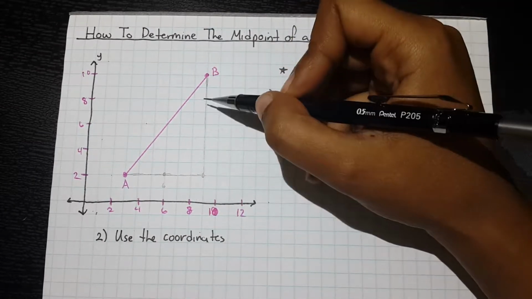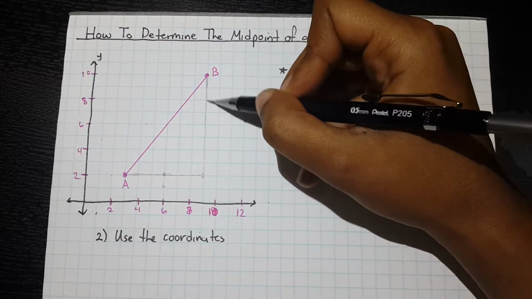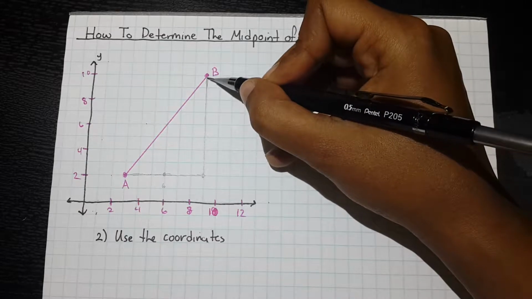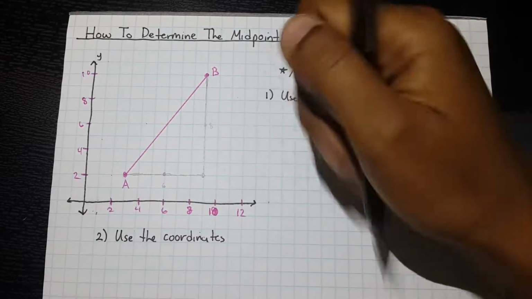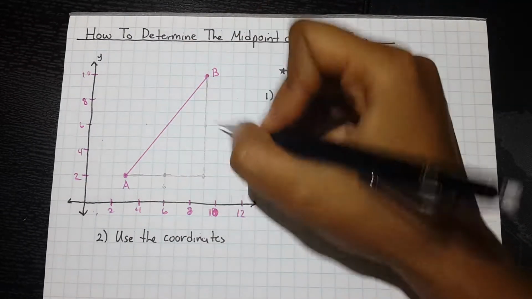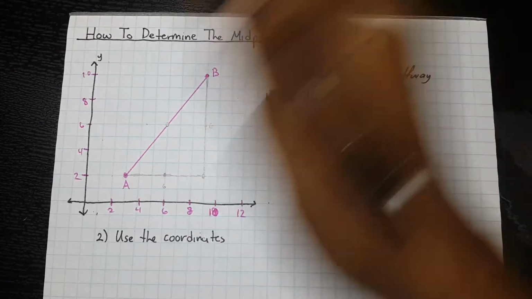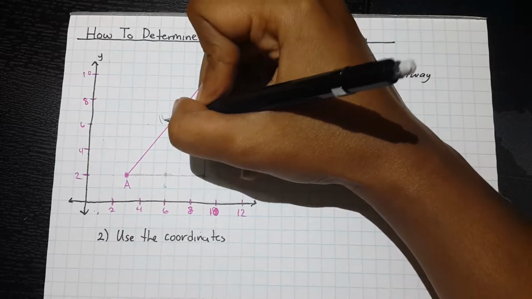Now, applying the same idea to the y-axis, 1, 2, 3, 4, 5, 6, 7, 8. Half of 8 is going to be 4, so 1, 2, 3, 4. This point here is going to be that. So that ends up being 6 here. So it turns out that our midpoint on this line segment is going to be the coordinate 6, 6.